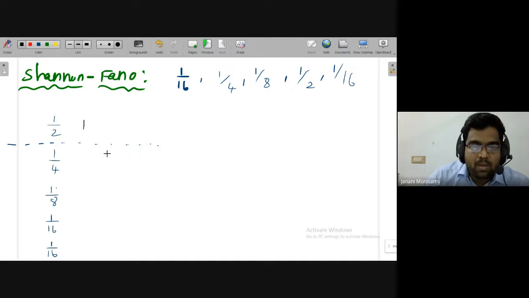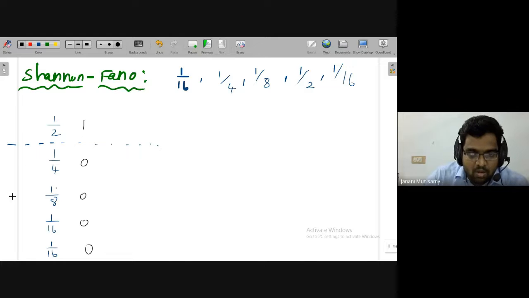On the upper part, I will provide 1. For all the lower part, I will provide 0. Now we have to concentrate on this bottom portion. This portion you have to divide into 2 halves. Here the total probability is 1 by 2. If you divide into 2 halves, the dividing line comes here. So now here I will put 1, all the remaining things I will put 0.